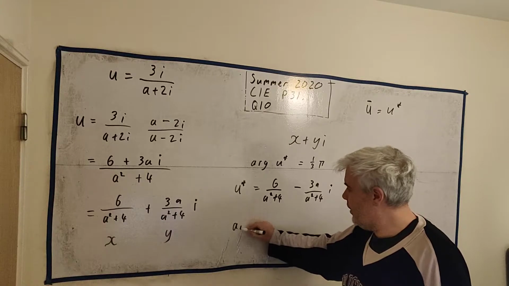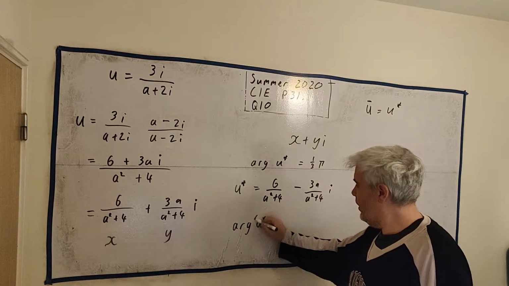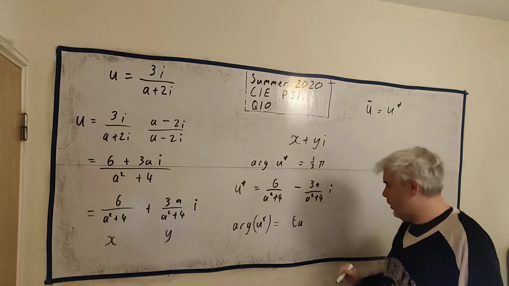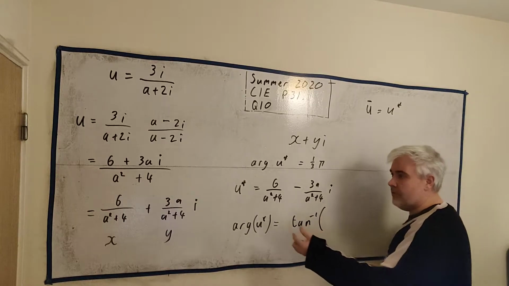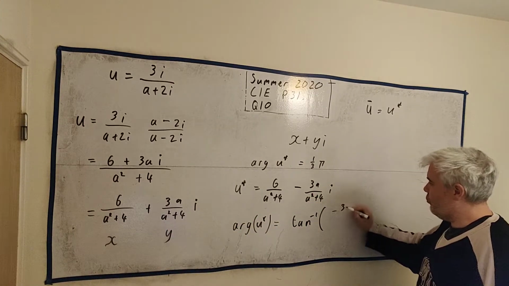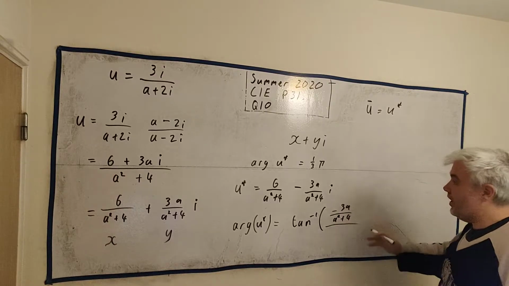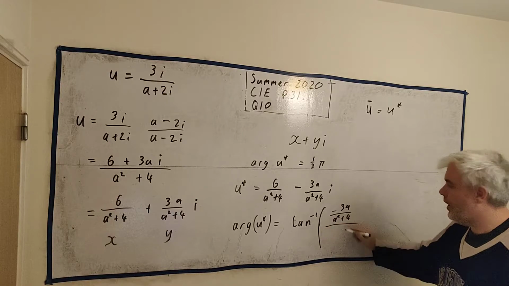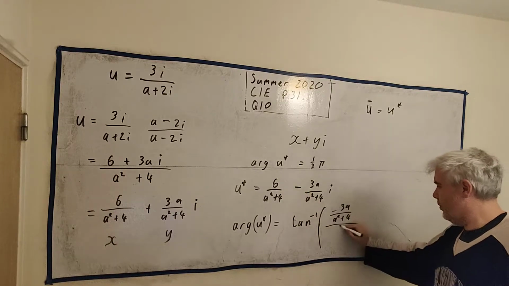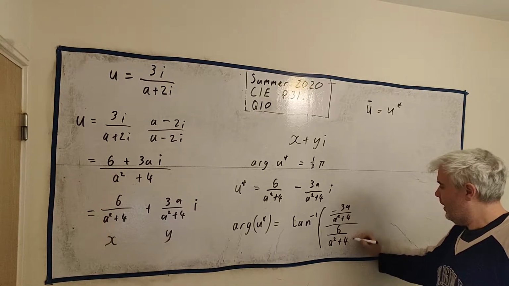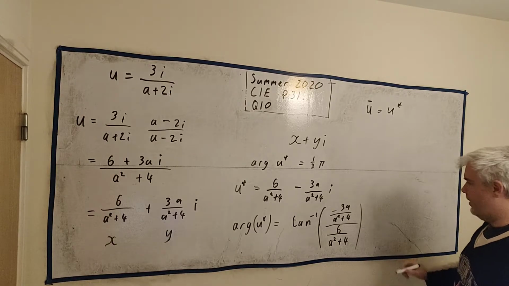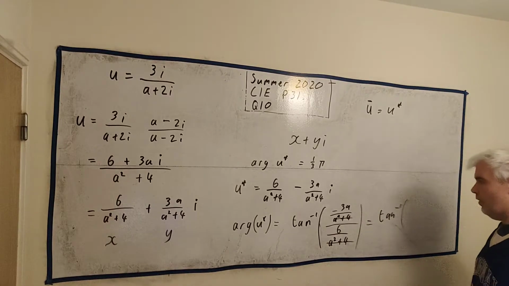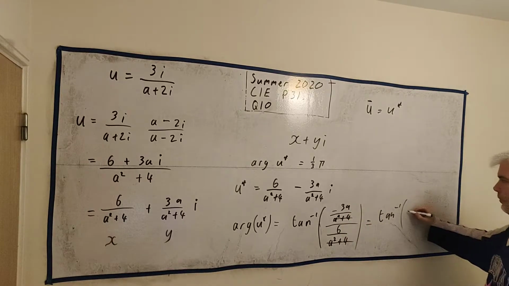And then the argument of u conjugate, by definition, we have a formula for it. The inverse tangent of the imaginary part, minus 3a over a squared plus 4, divided by the real part, 6 over a squared plus 4. Is this number 6? It is, okay, let's assume I can read my writing. And a lot of this cancels out for us. The a squared plus 4 divides the a squared plus 4. 3 goes into 6 one time, so we get minus a over 2.